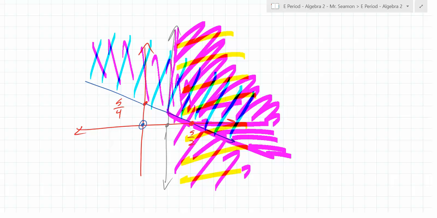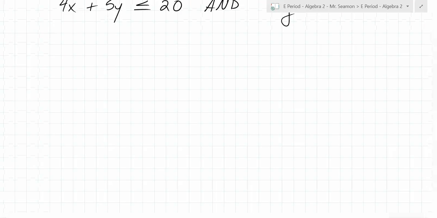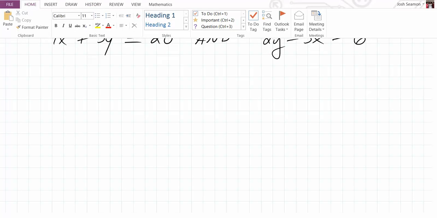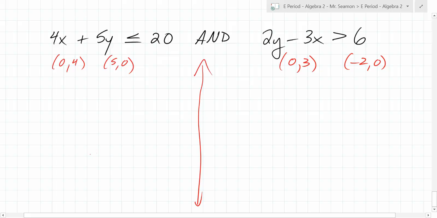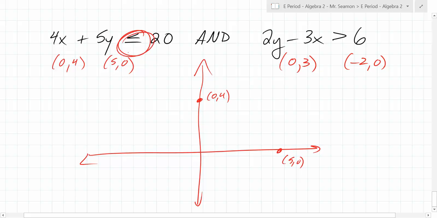So that right there, you can go even more shading happy. After this, intercepts, right? Intercepts. 0, 4, and 5, 0. And this one is 0, 3, and -2, 0. When you graph these, what is it going to look like? Well, you have 0, 4, and you have 5, 0 here. Is it solid or dotted? Equal to, so what is it? That's solid.